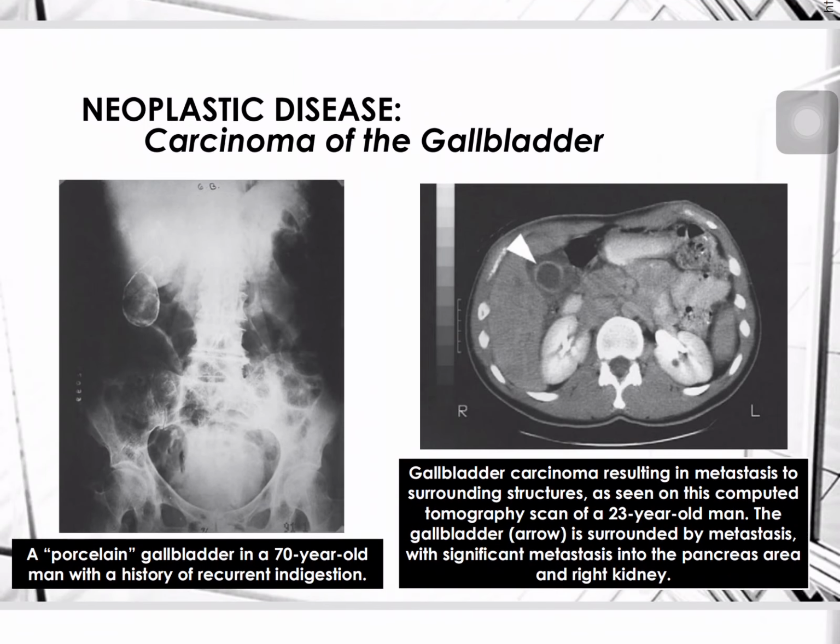The best methods for imaging gallbladder carcinoma include CT and sonography. It may appear as a mass replacing the gallbladder or as a polypoid mass within the gallbladder, or the appearance may be as subtle as focal thickening of the gallbladder wall.